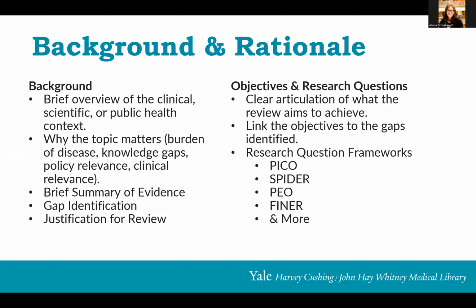Okay, so the next thing that you would want to consider or look at is the objectives and the research question. So for this, you want a clearly articulated statement of what the review aims to achieve. And you want to link the objectives to the gaps that you identified in your background. Sometimes it's helpful for you to tie these rationale statements to your research question framework.